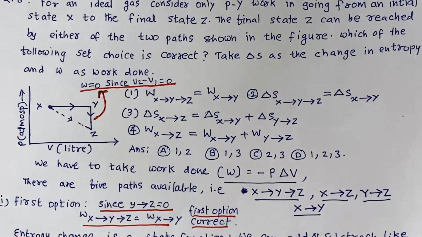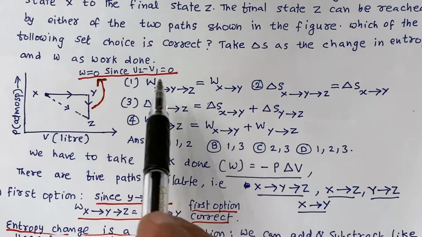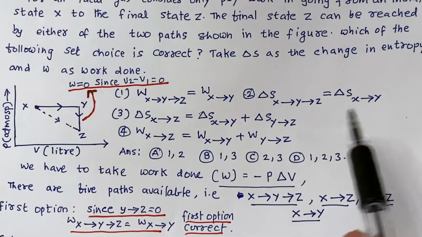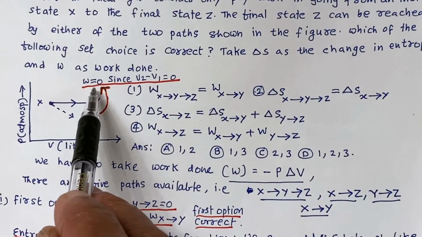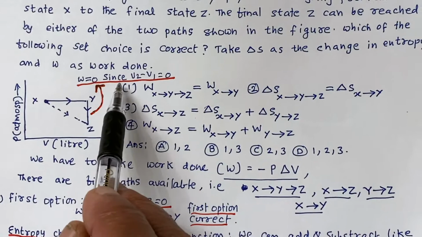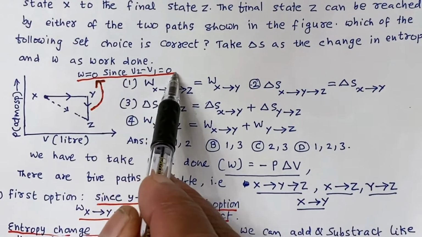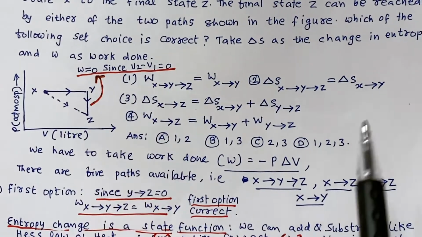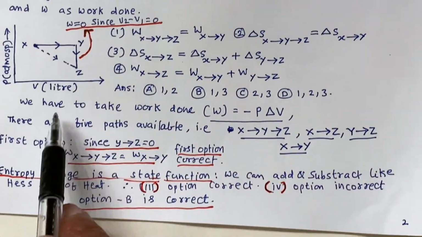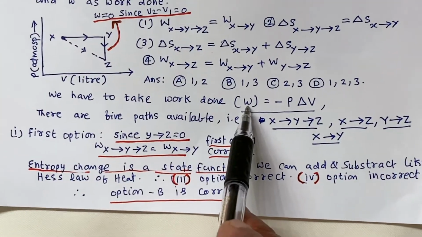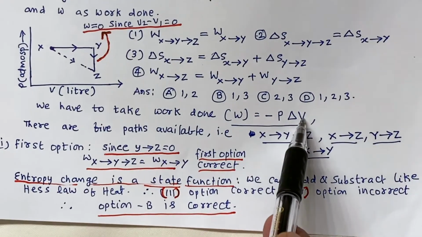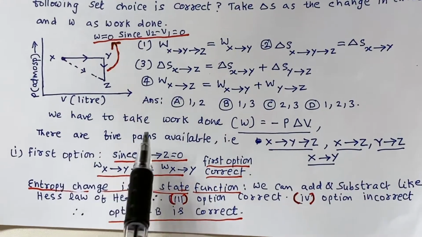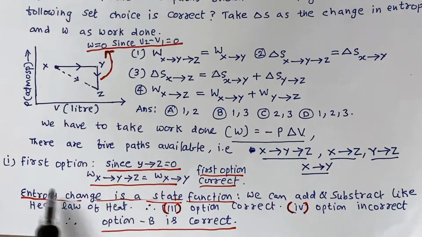So here W is equal to 0, since V2 minus V1 is equal to 0, so W for Y to Z is equal to 0. We have to use the work done formula, W is equal to minus P delta V. So using this formula, first we'll check the first option.